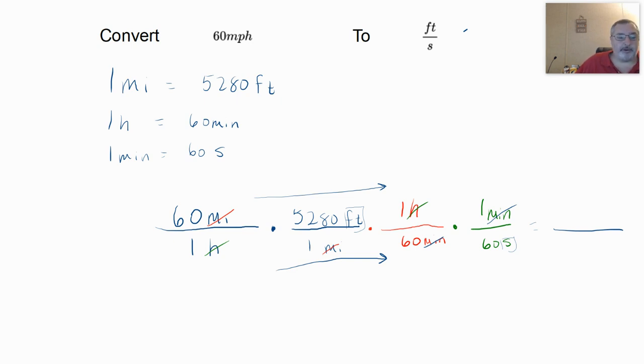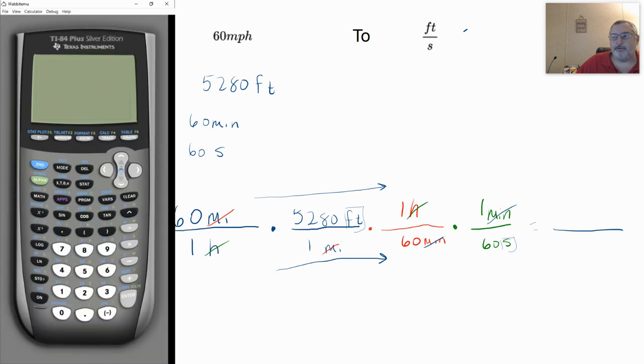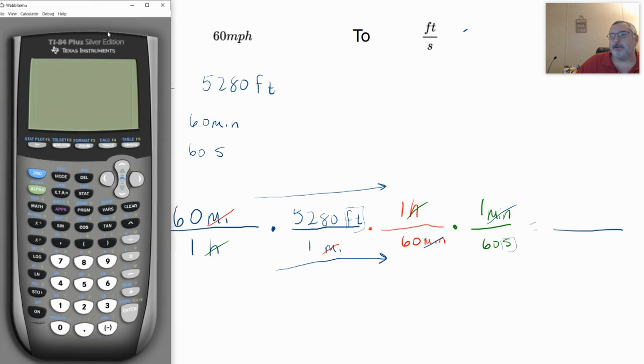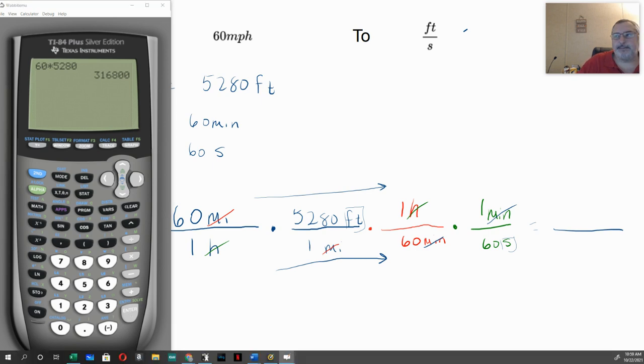So we'll pull out our graphing calculator or any calculator that you have. You don't need a graphing one for this, but that's what I've got. So I've got my calculator. I want to multiply 60 times 5,280 right there. I got to cut it on first. And that gives me 316,800.